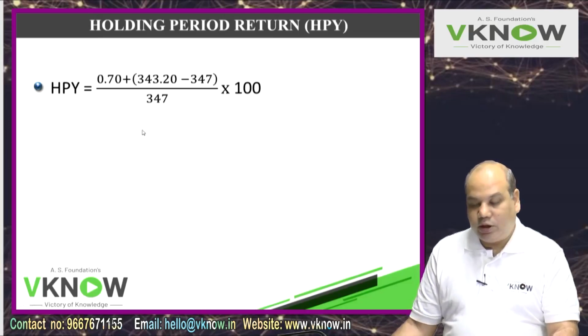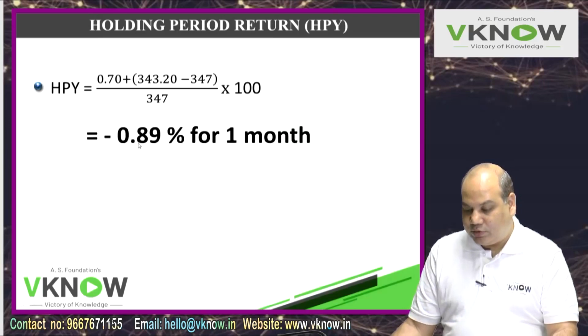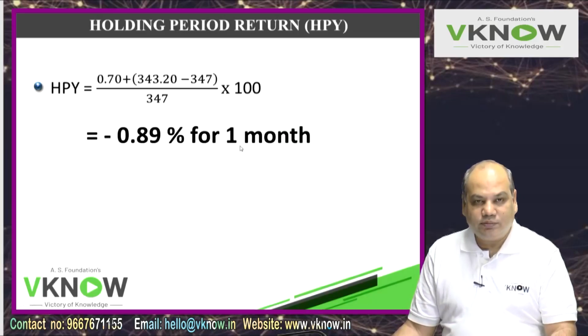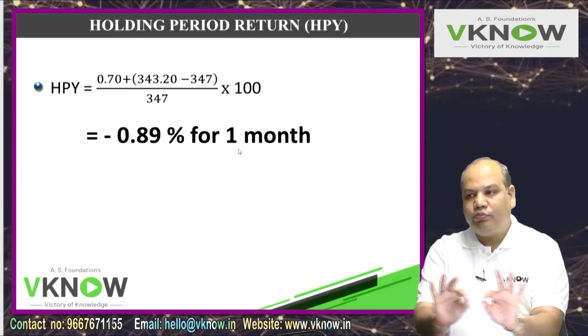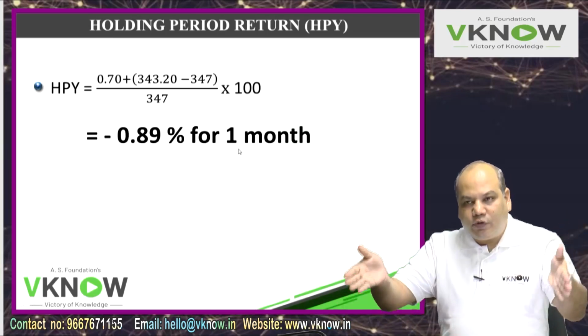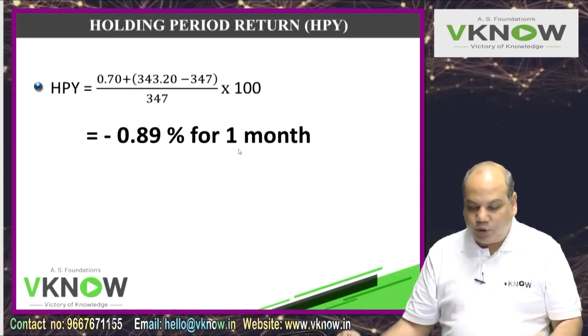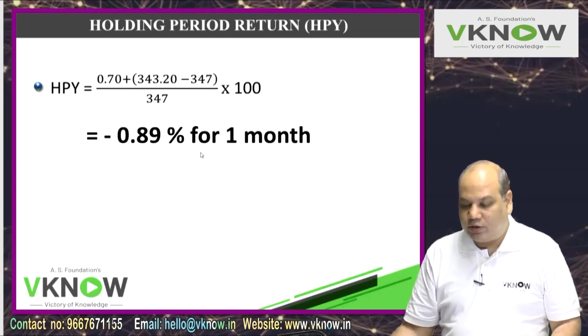So the answer will be negative, possibly. Yes. So this holding period yield we will write as minus 0.89% for 1 month. This is how holding period yield works. If you hold it for 1 month, you will get 0.89% negative return.